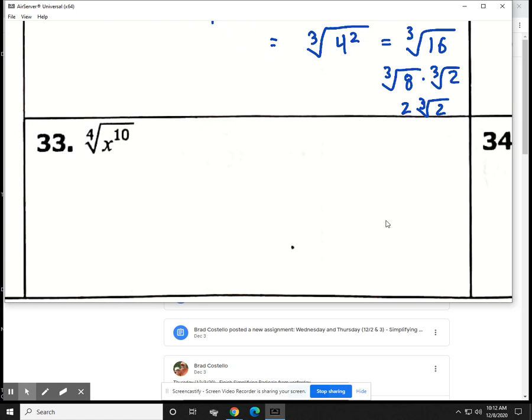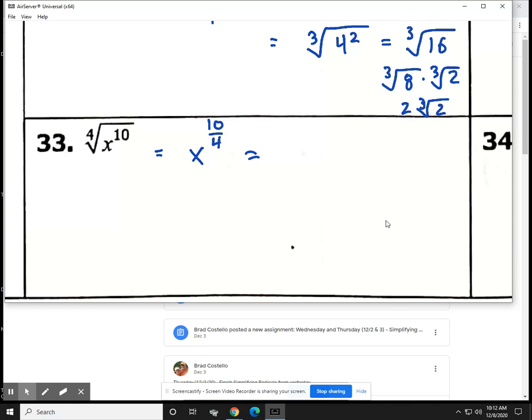They're both even. They're both divisible by 2. So when you catch that, I would encourage you to go ahead and rewrite it as a rational exponent. If I rewrote this as a rational exponent, what would it be? X to the... remember your root is your denominator, so it'd be 10/4, right?